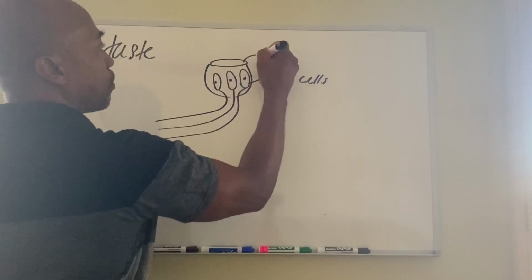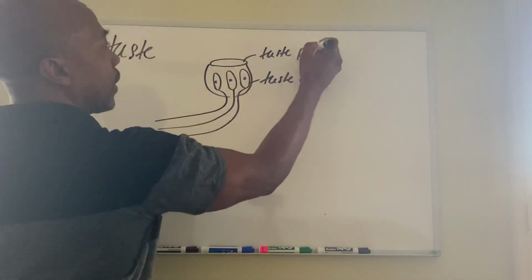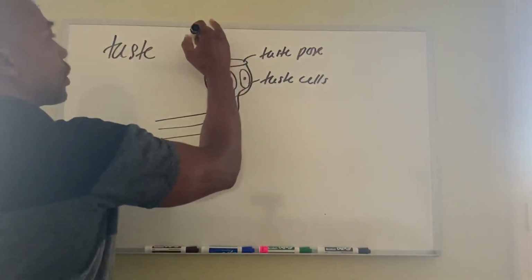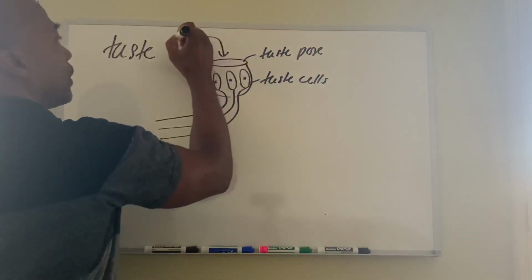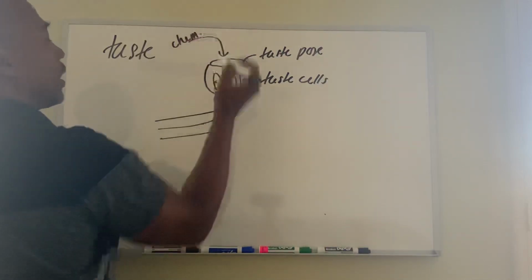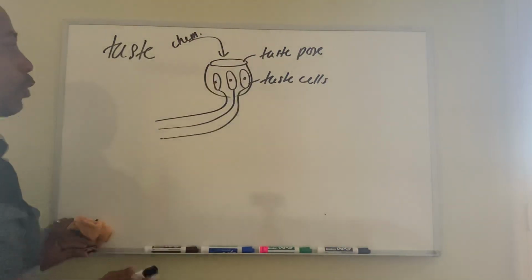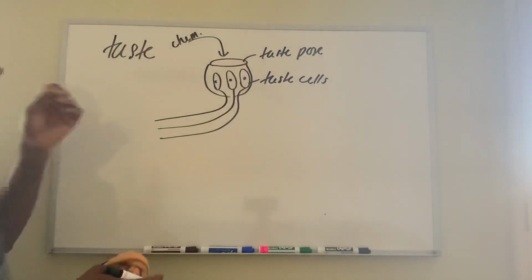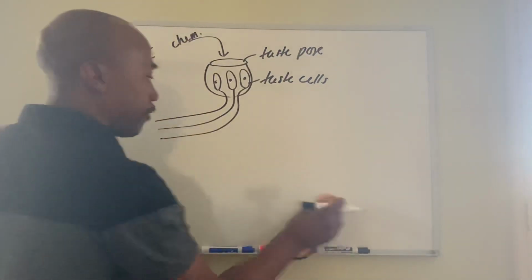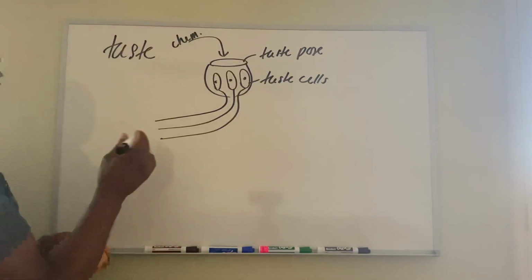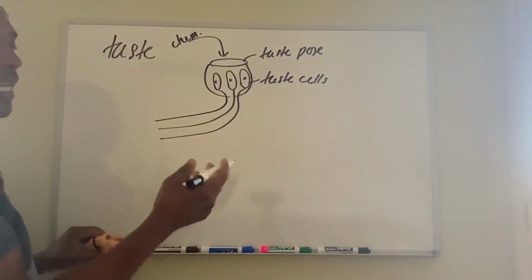This is a taste pore. And the chemicals enter the taste pore to activate your taste cells, which then generate an action potential in your taste nerve. So there are 5 different taste sensations.